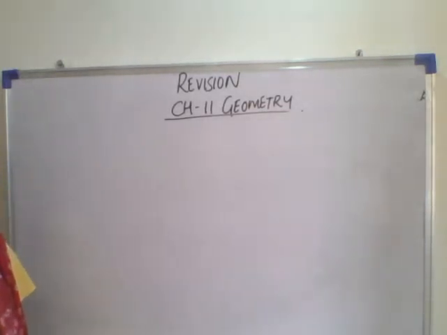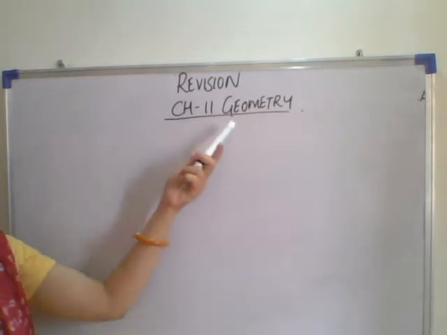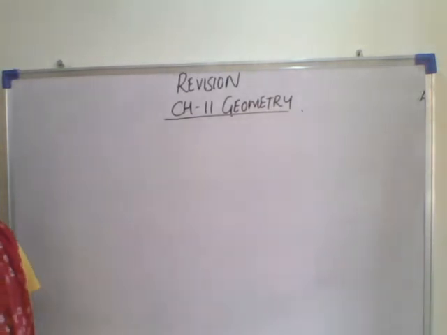In the previous class, we started our chapter number 11, geometry. We revised the definitions of line segment, ray, quadrilateral, triangle, pentagon, hexagon. This all we revised in the previous class. You all have the definitions in written form also, so you have to learn these definitions.